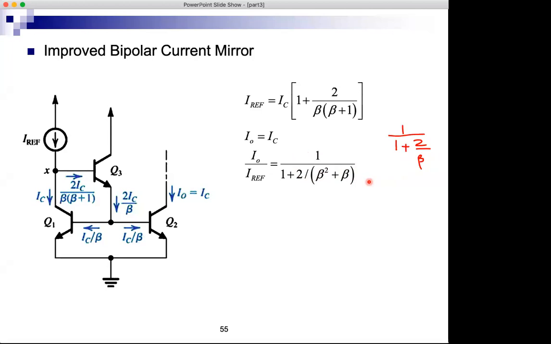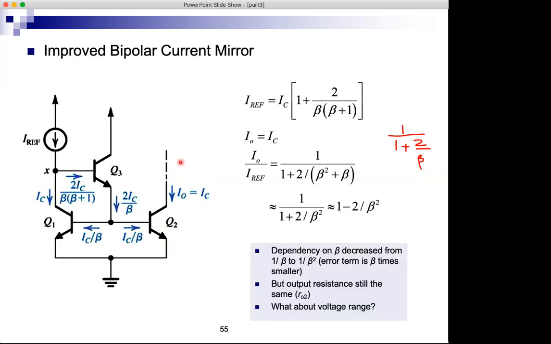What about output resistance and voltage range? Well, at the output, I have Q2. So the output resistance is still RO2. And the voltage range would still be VC, as I just said. So the only improvement here is the dependence on beta. The output current is less dependent on beta. Okay, we improved one thing.